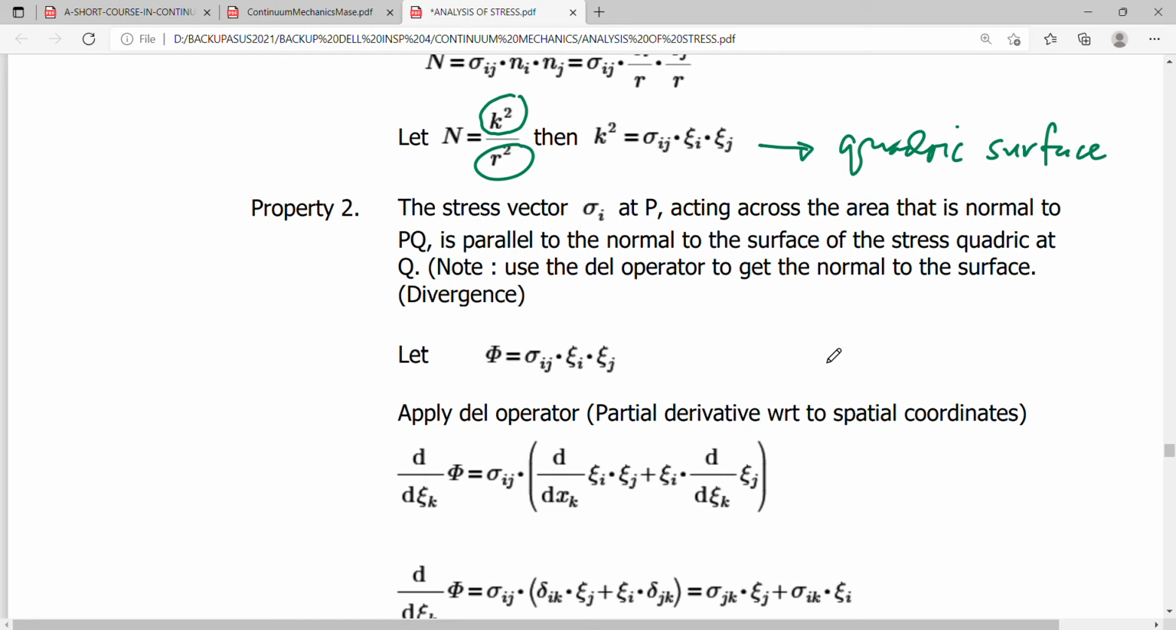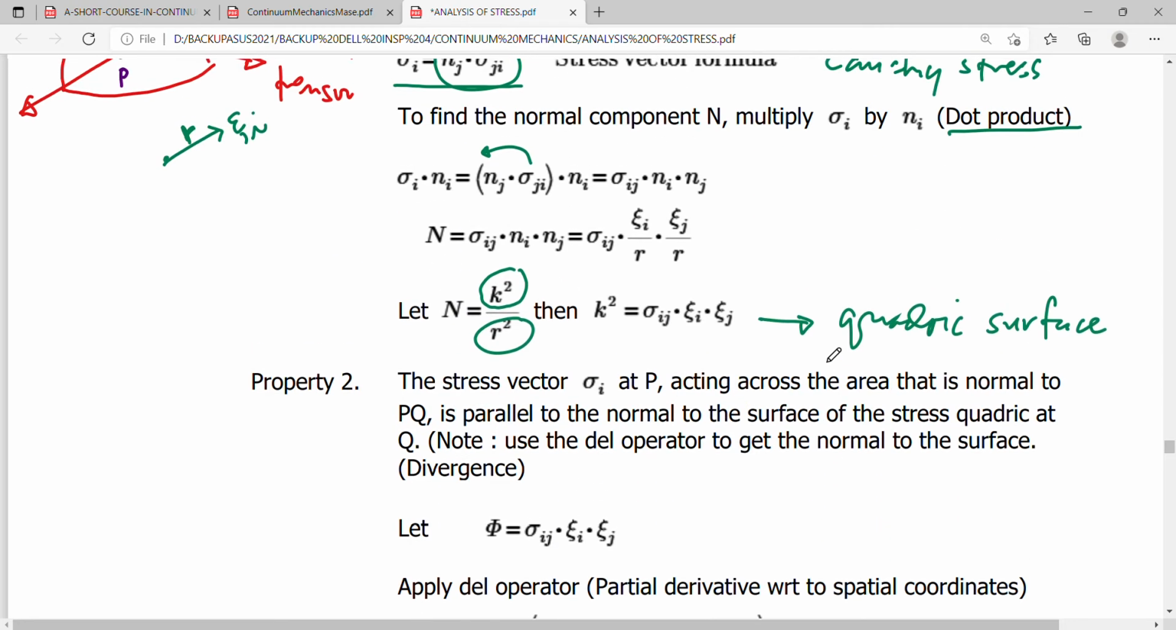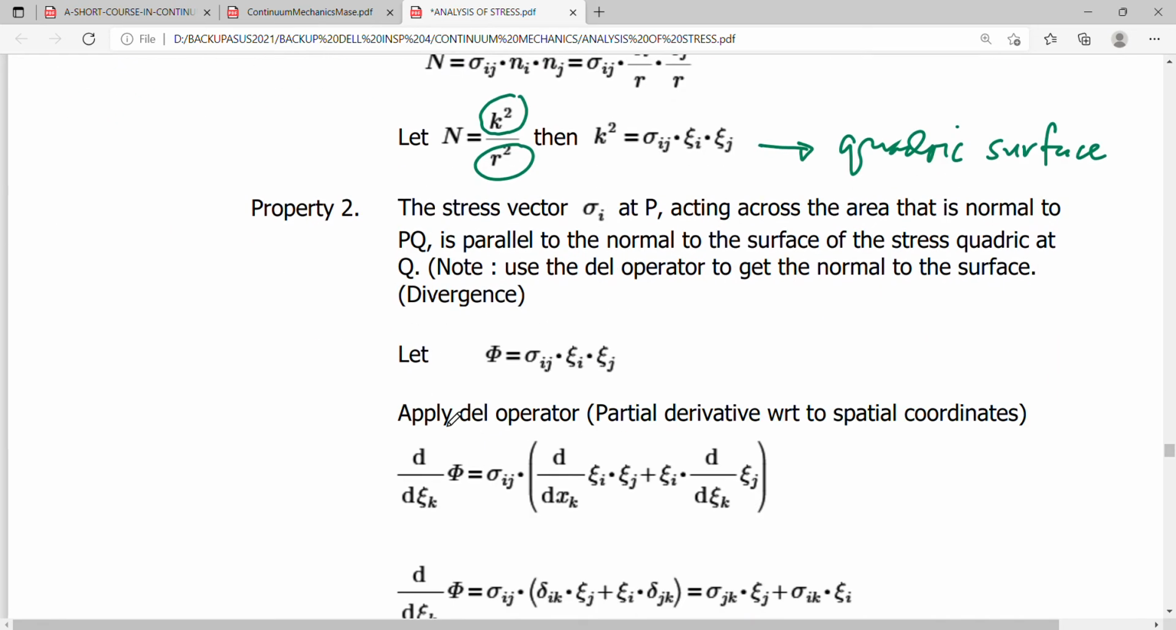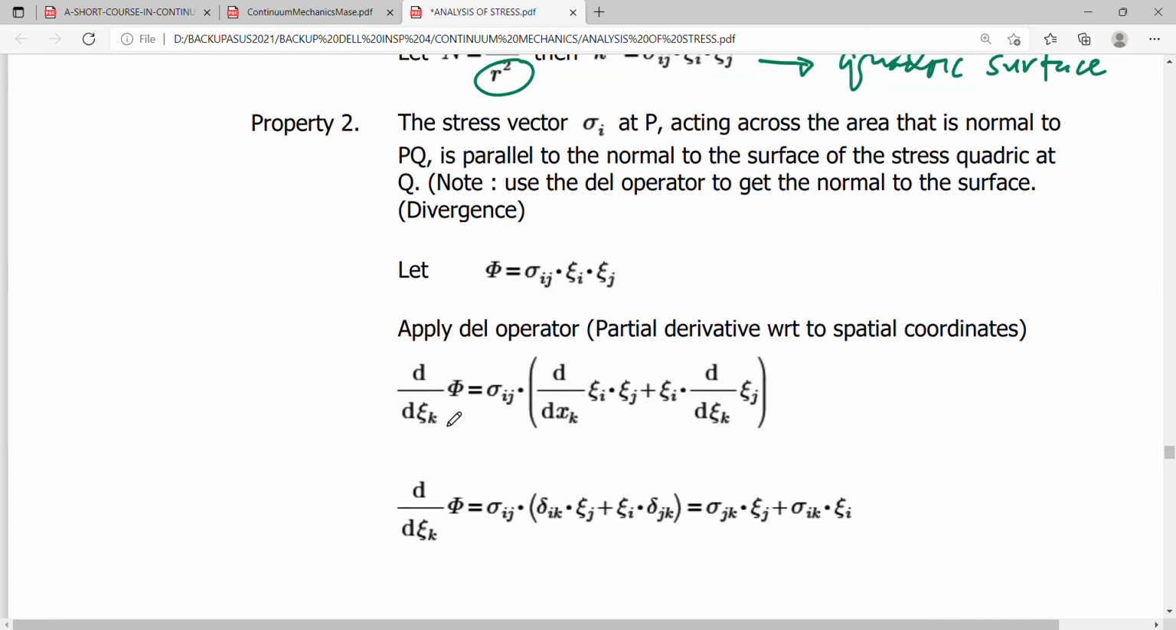Okay, so if the surface is perpendicular to n, then the n vector is actually parallel to the normal to PQ also, because PQ defines the shortest, or perpendicular, distance from the origin up to the point on the surface.